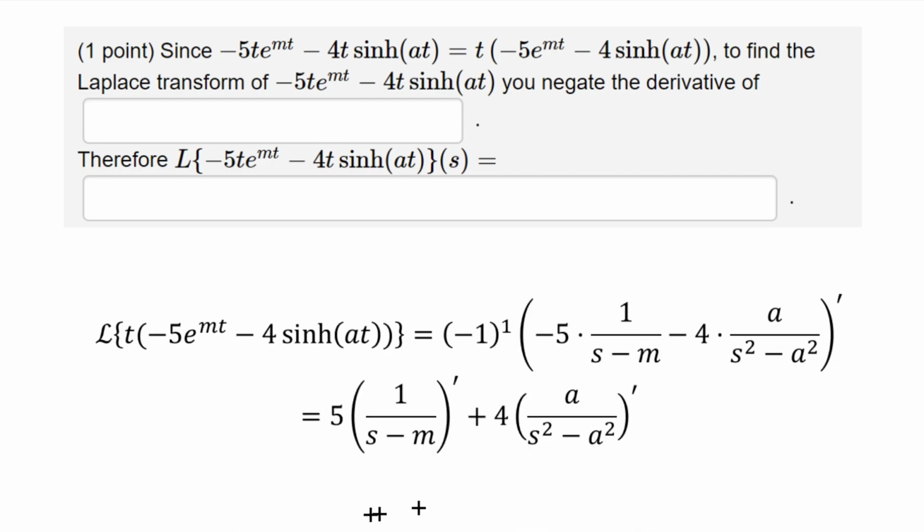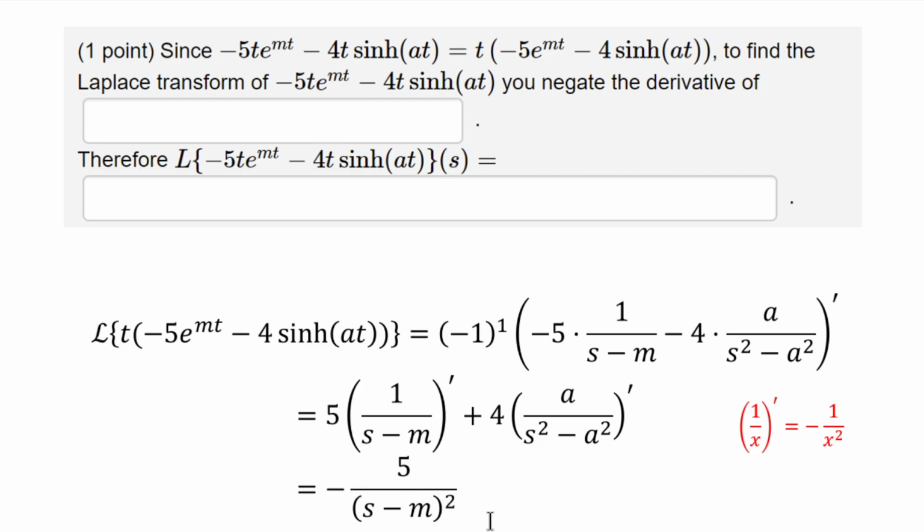And then to differentiate this, well, first, if you distribute the minus signs, it's just these. And then to differentiate this, you just have to know the formula (1/x)' is equal to negative 1 over x squared. And then these are both just this formula with some chain rule, right? This one, if you take the s minus m outside and differentiate, you just get 1. So the derivative is simply this.